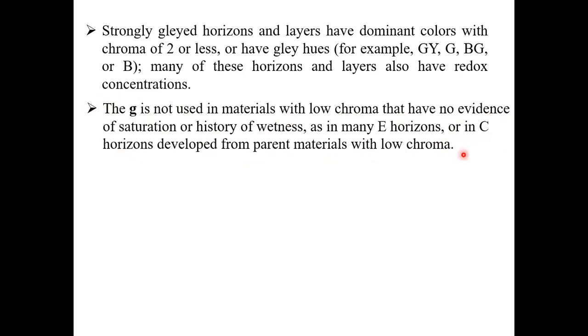So G horizon, whenever there is a low chroma condition where there is no saturation or wetness, mostly you can see it in E horizons or C horizons developed from the parent material with low chroma. So when there is a low chroma condition, this G notation cannot be used. So remember this line, students. Everyone can understand this, but remember this one line. It is very important.